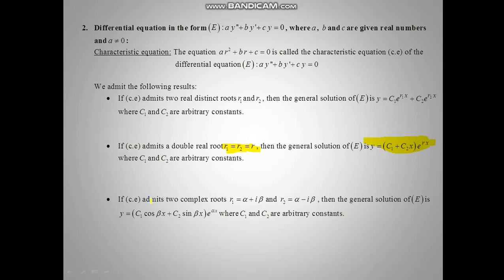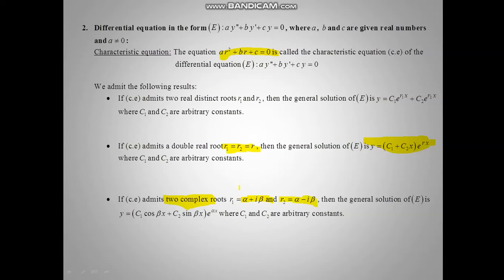Okay, if the characteristic equation has no real roots, if the roots of this equation are two complex roots. The coefficients of the characteristic equation are real numbers. So because they are real numbers, the roots, if they are complex, will be two conjugate complex numbers.